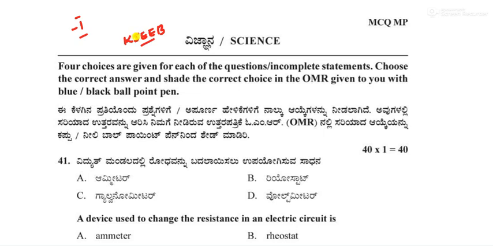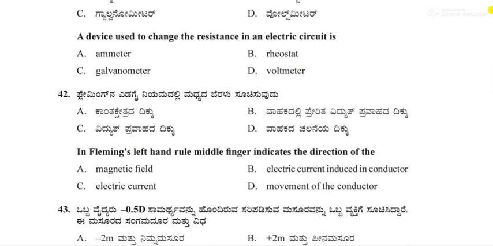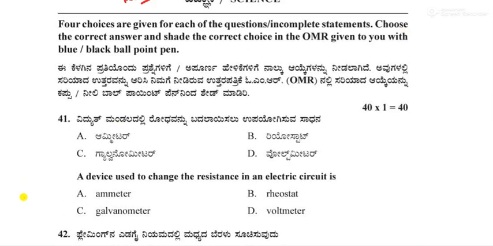So let us start with our first question. I will be following only the English version. Question number 41. A device used to change the resistance of an electric circuit is dash. To change the resistance, we need a rheostat. Option number B is the correct answer. Ammeter is used to measure current, voltmeter to measure voltage, and galvanometer to change current.